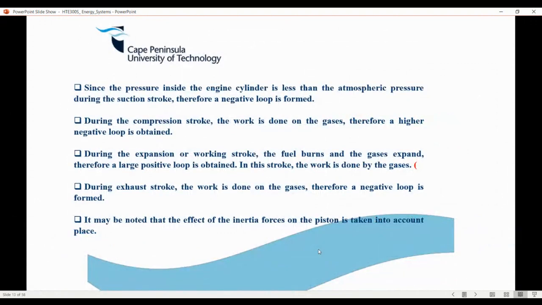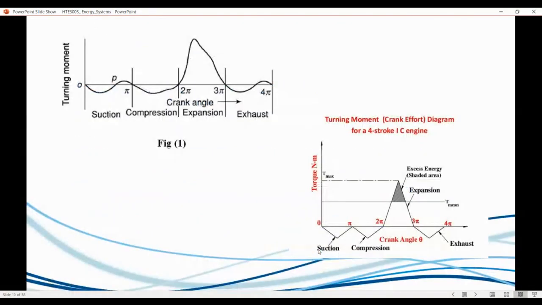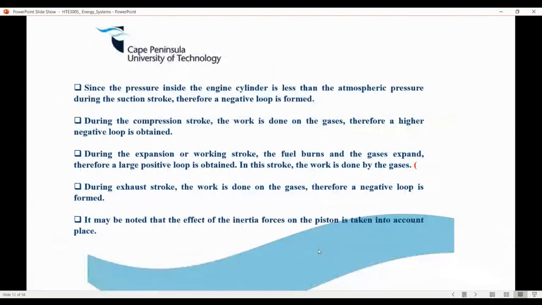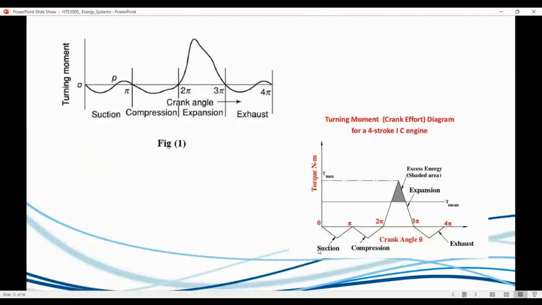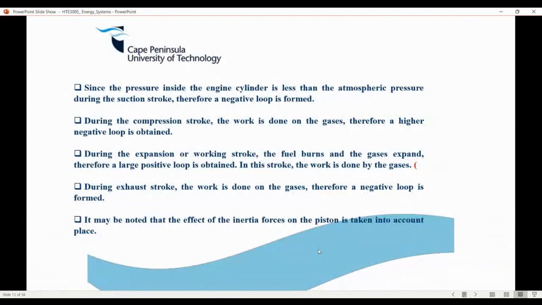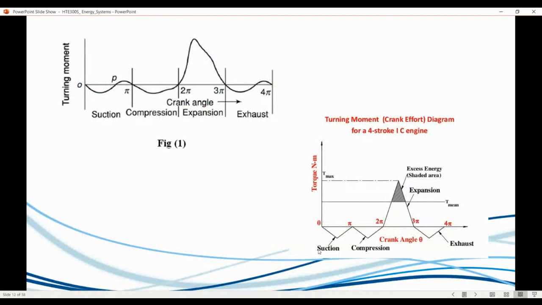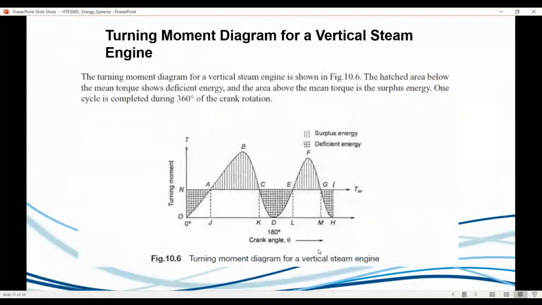But then finally, during the expansion or working stroke or the power stroke, the fuel burns and gases expand. And obviously that's a plus, and a large positive loop is formed. In the stroke, work is done by the gas. So remember all of that in thermal, work is done by the gas, on the gas. So that's where the work is done. And then during the exhaust stroke, the work is done on the gases, therefore a negative loop is formed, right? So again, the only positive part is here. Then they say it may be noted that the effect of, okay, it's also taken into account, obviously in this place, which is the FP times torque, whatever.